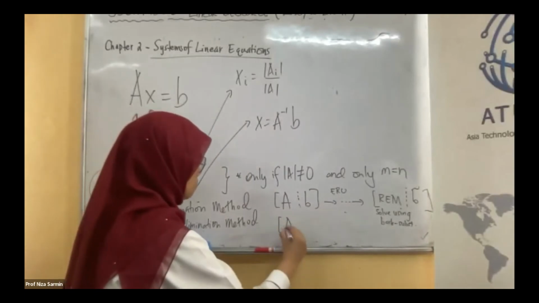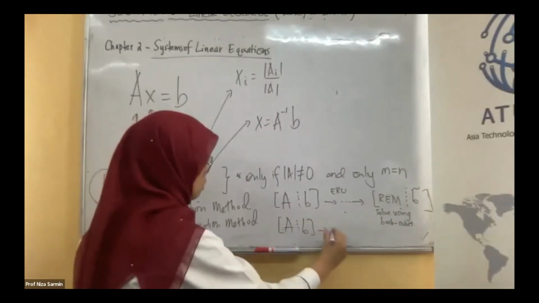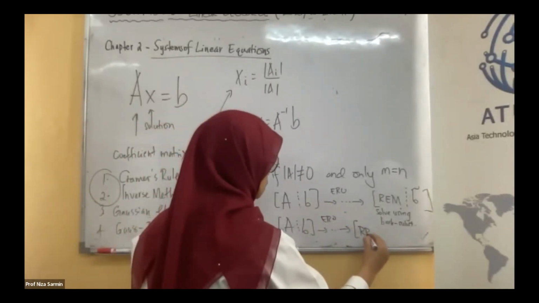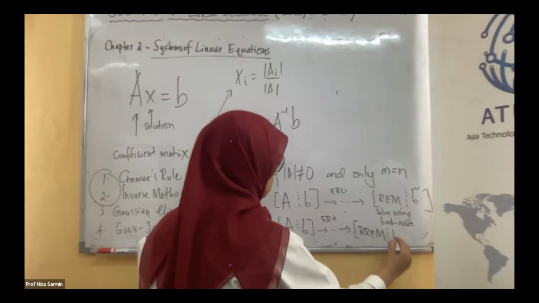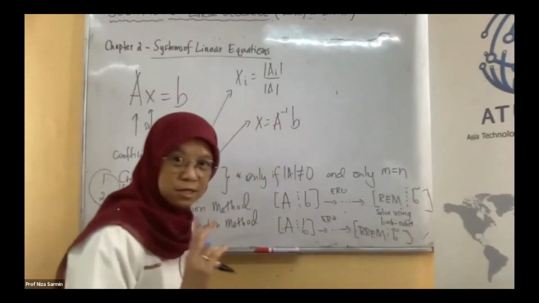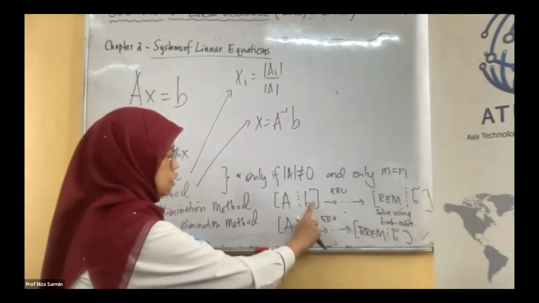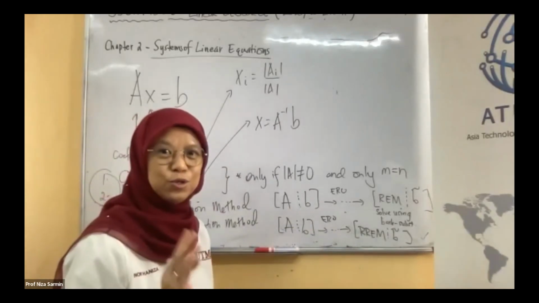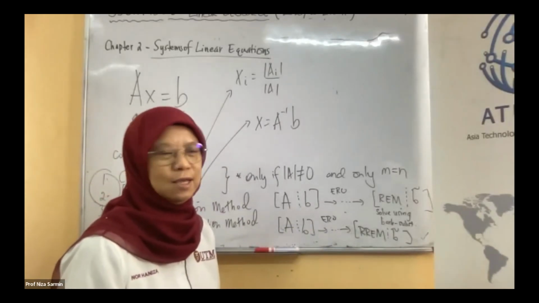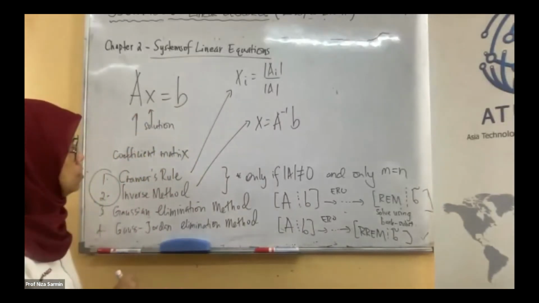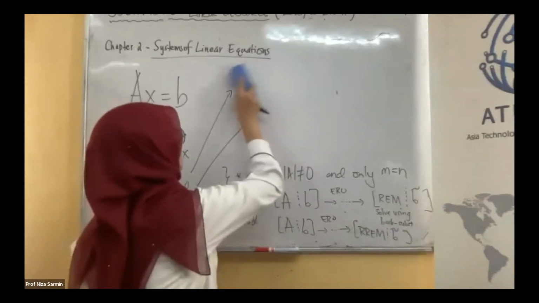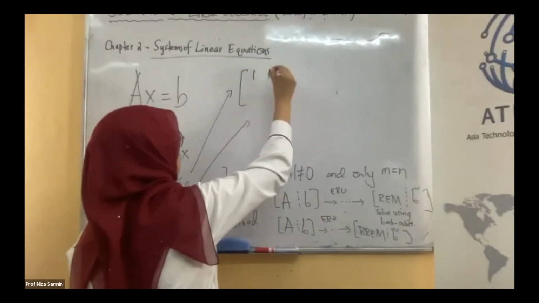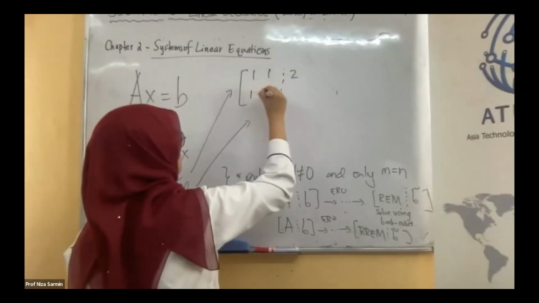For this one, okay, you use also ERO, but you change until RREM. That's the difference. Okay, for this one it is until row echelon, but for this one it's until row reduced echelon form. Okay, so for this one, let's try the same matrix. 1, 1, 2, 1, negative 1, 1.